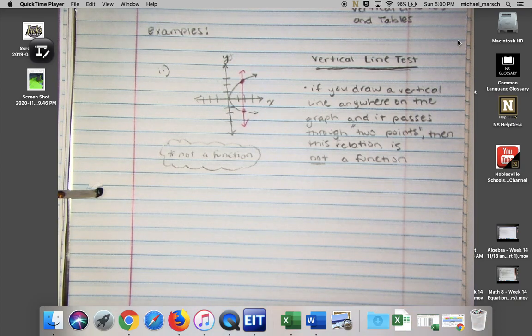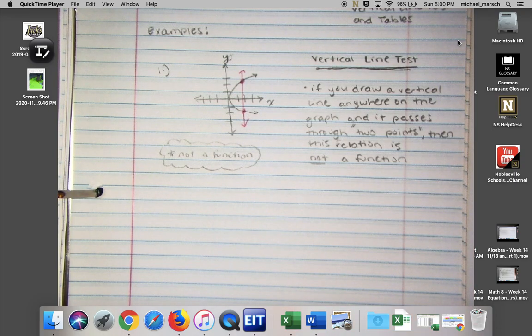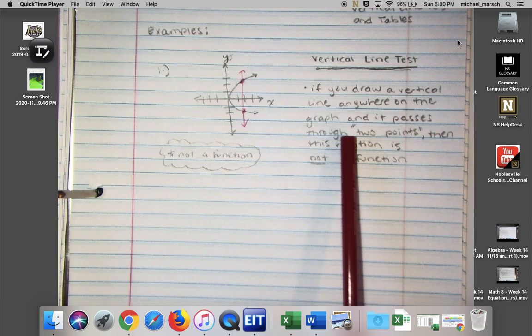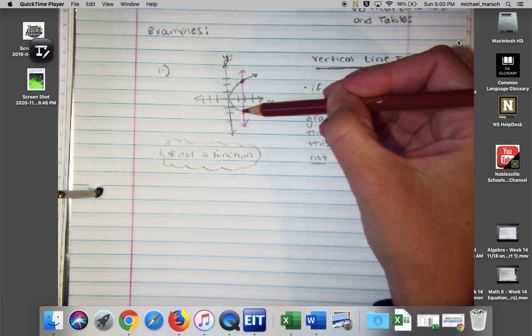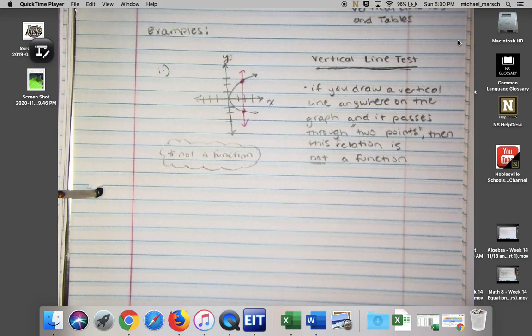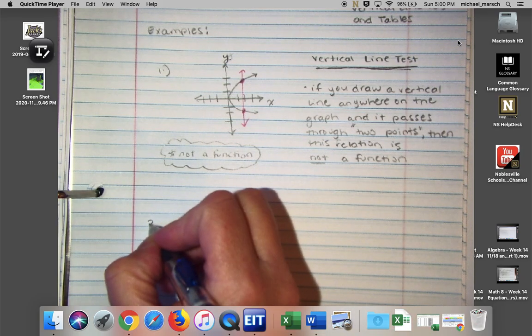Okay, so again, if it passes through 2 points, and the reason I put 2 points in quotations is because I went ahead and just filled in where that vertical line, I just created these 2 points on that curved relation. Okay, let's try another one. I think it'll make a little more sense here the more we do.